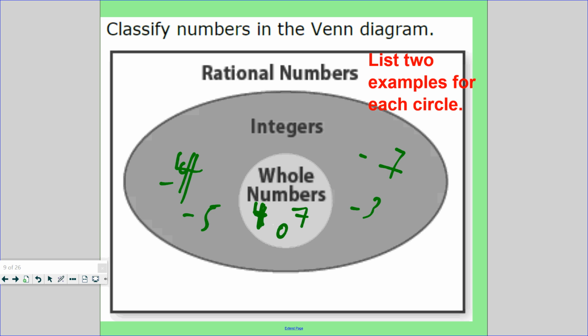And last but not least, give me some rational numbers. Rational numbers are anything that we can write as a fraction or decimal, like 2/3, 4/5. What about the improper fraction of 8/2? That is a fraction, that is a rational number, but could it be a whole number? That could be 4. So it's best represented here, or it could be an integer.